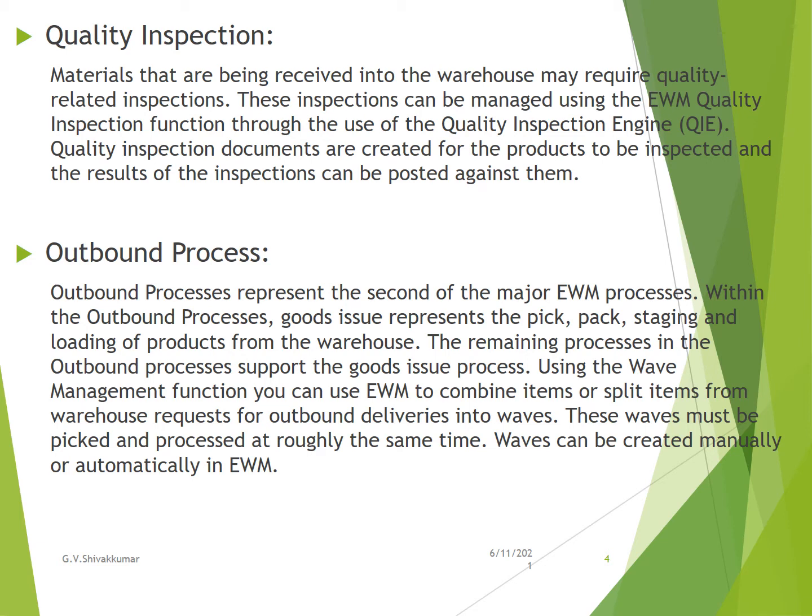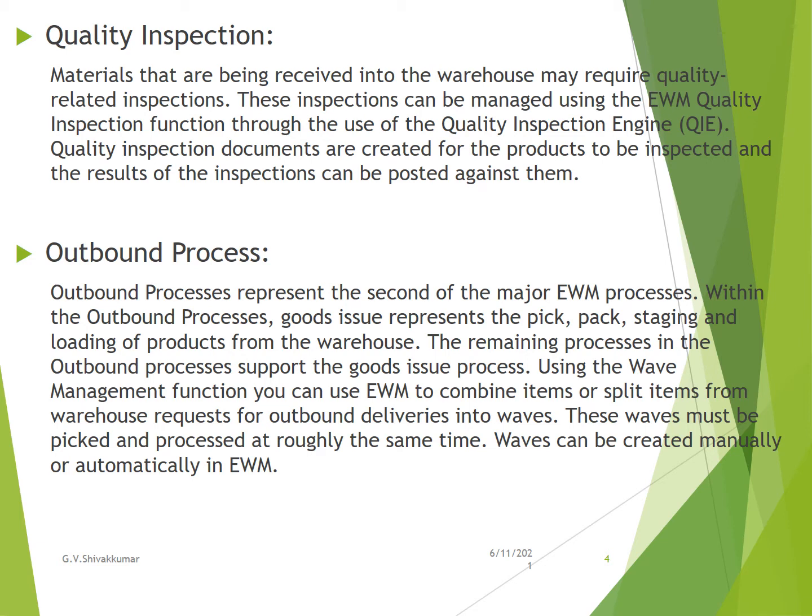Okay, and then the outbound process. The outbound process represents the second part of the major EWM process. It is a little bit more complex than our SAP WM. Within the outbound process, goods issue represents the pick, pack and staging, and then finally loading of the products from the warehouse. The remaining processes in the outbound process support the goods issue process.